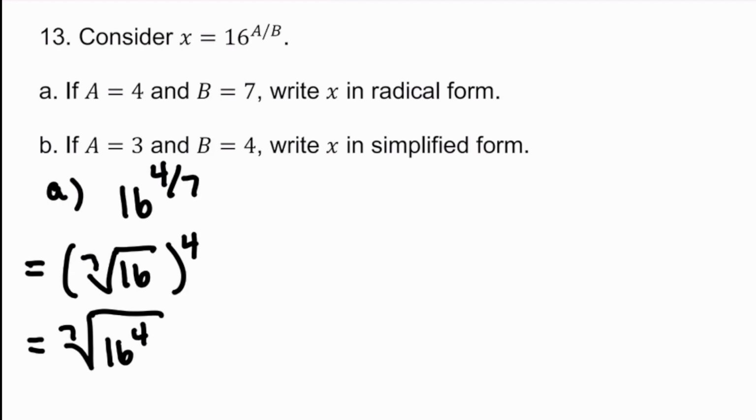Okay, and if a is 3 and b equals 4, write x in simplified form. So that's going to be like actually evaluating. Hey, we don't know how to take the 7th root of 16, or probably 16 to the 4. That's going to be a really big number. Okay, so we're not really able to do anything. We can just write it in radical form.